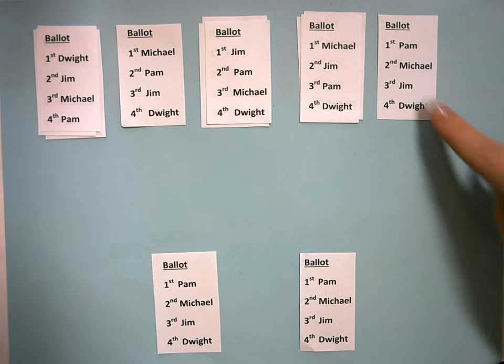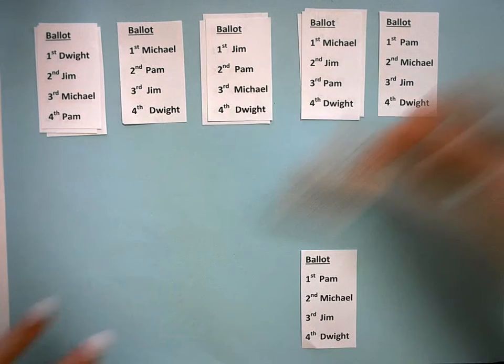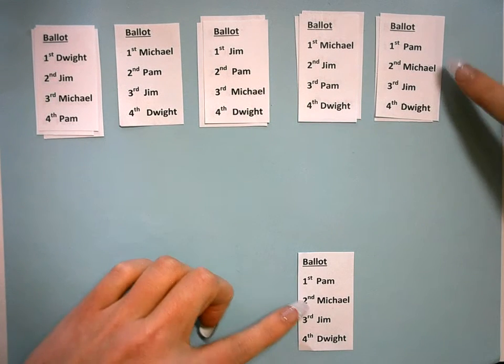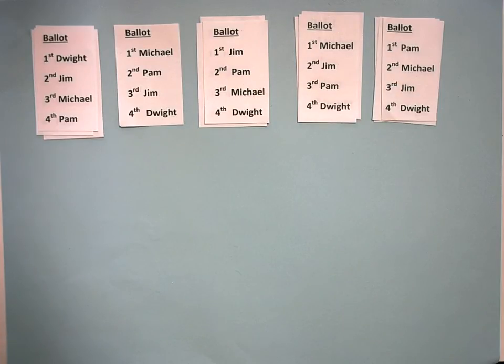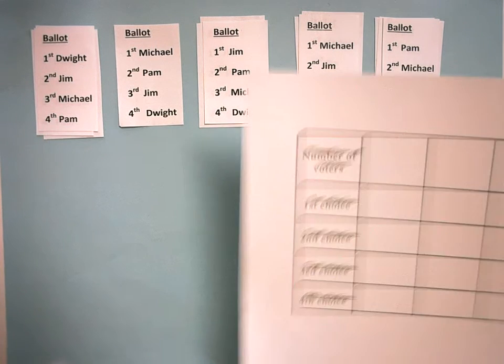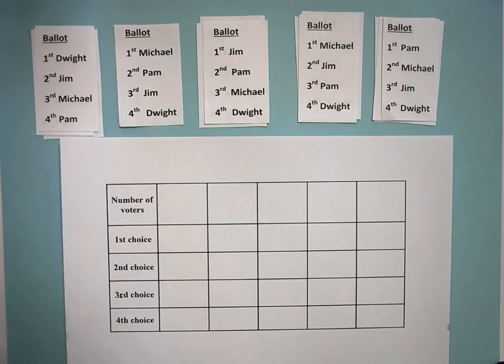Pam, Michael, Jim, Dwight. Okay, great. And then Pam, Michael, Jim, Dwight. All right, there's another one. So now all of my ballots are grouped together with the voters who voted exactly the same. And now we're ready to actually make the preference schedule.